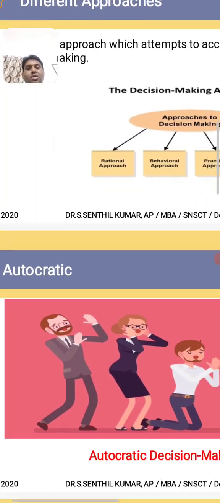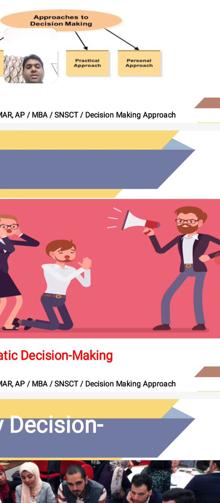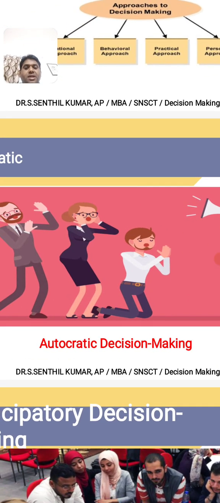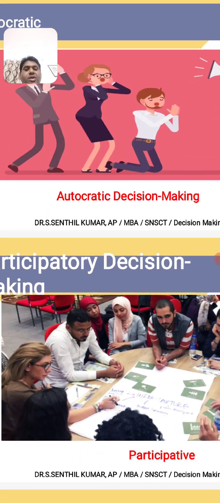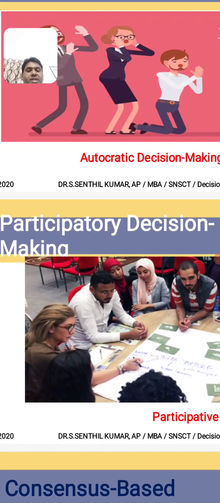So if you are autocratic, definitely when the head gives an announcement to the subordinates and that autocratic decision does not work out, what you have to do is collect. See, the second thing is very, very important. See, participatory decision making.